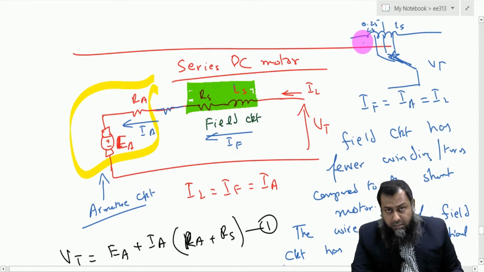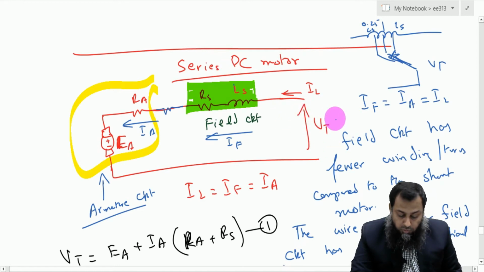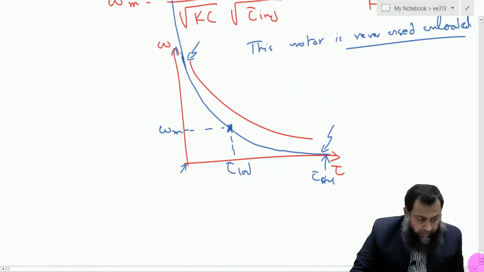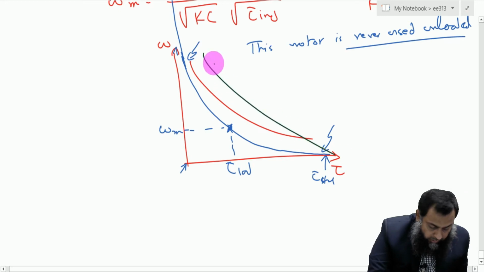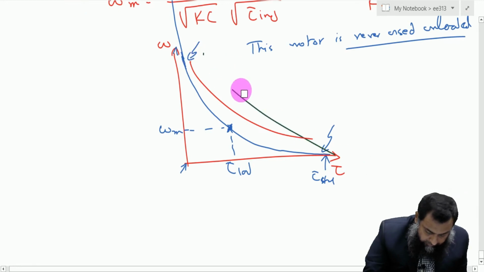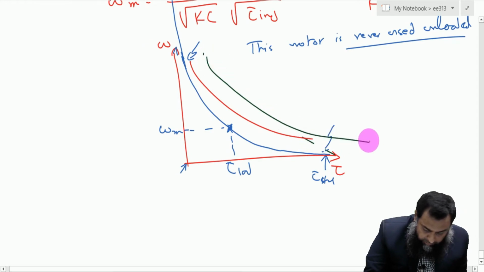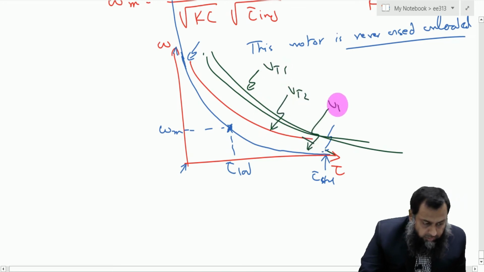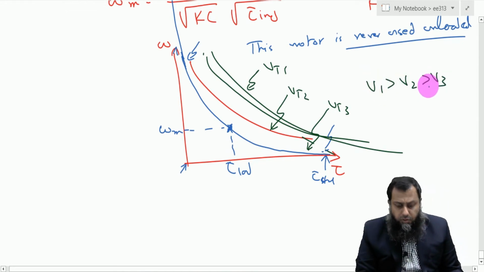But on a serious note, this method of controlling the speed of the series motor is only through this Vt. So if I draw the characteristics of this Vt, I may have this type of plots here. If this is Vt1, this is Vt2 and this is Vt3, then we know that Vt1 is greater than Vt2 and this is greater than Vt3, right? There is no other way here.